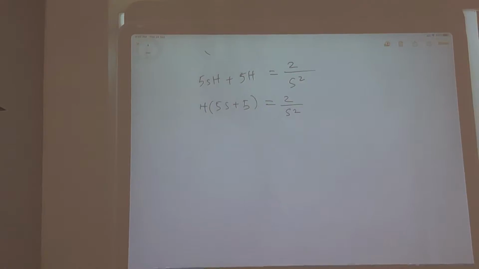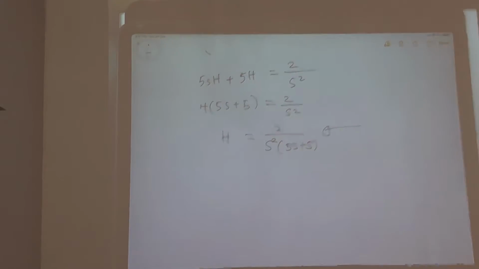And I want to have a capital H on this side, all the S on the right hand side. So H equals 2 divided by S squared, multiplied by 5S plus 5. Once I arrange in this condition, we need to see from the table how to inverse it back. 2 divided by S squared times 5S plus 5.